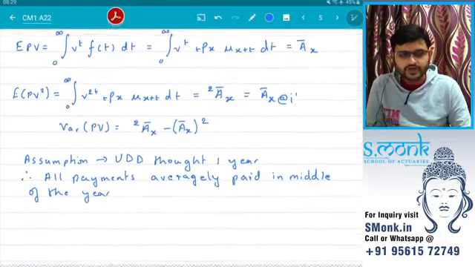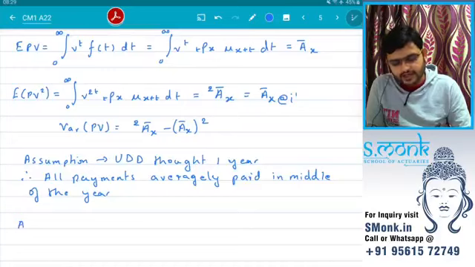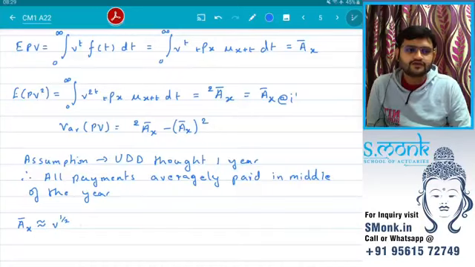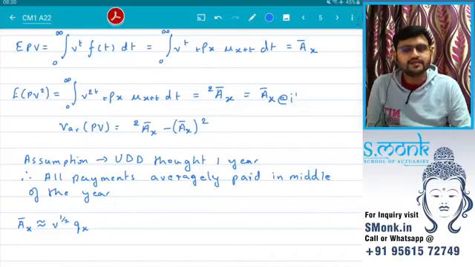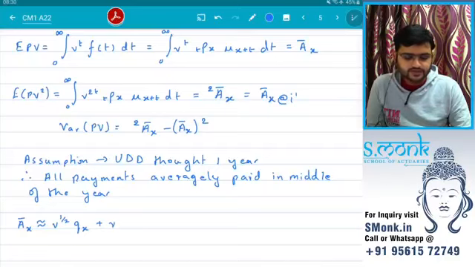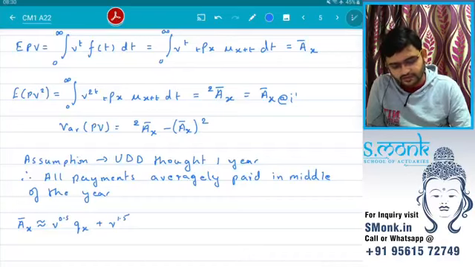Okay. If we take that assumption, we'll say our A bar x will be approximately v raised to half, payment paid in the middle of the first year if the death occurs within the first year. If the death occurs within the first year, all that payments are paid in the middle of the year. Plus v raised to 3 by 2, that means 1.5. I'll just write it as 1.5. It's just easier, right? 0.5, 1.5, it's just easier.